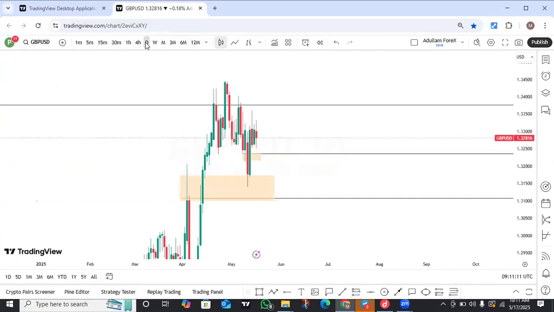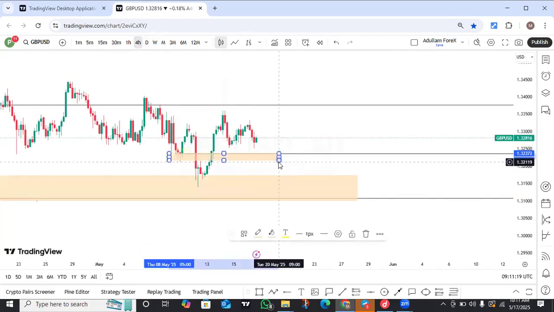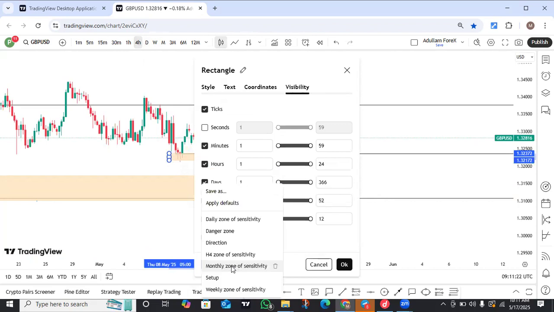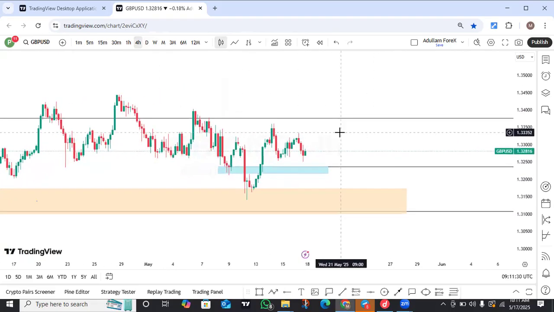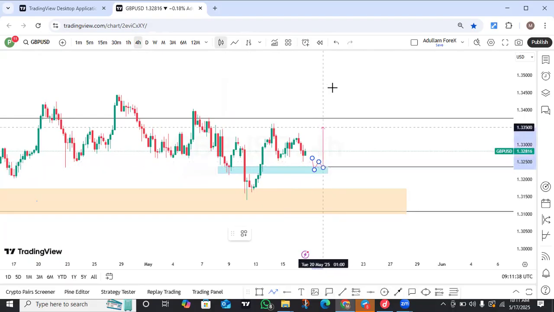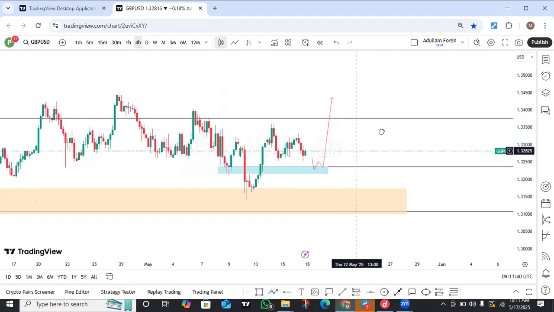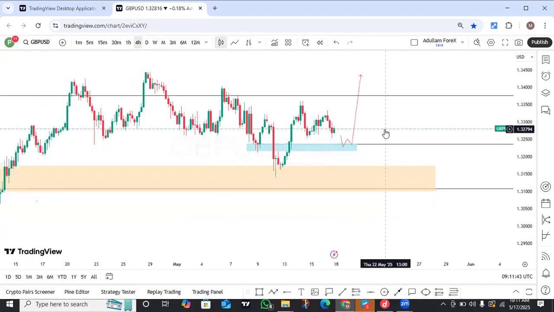So we have that bullish engulf on the daily time frame, and then we have this potential setup right here. I'm going to use the setup line. So yeah, we have this potential setup where we can look at by next week, guys. I'm expecting GBP USD, Euro USD to go bullish by next week. So let's see how it goes, guys.